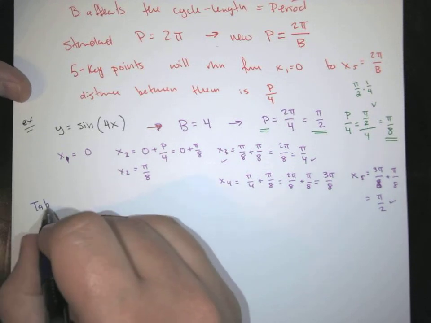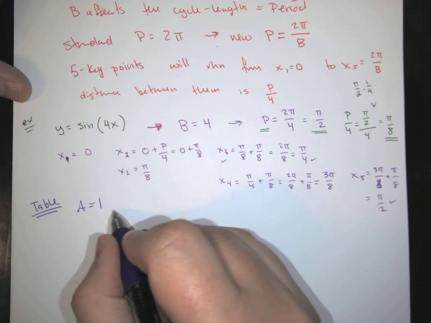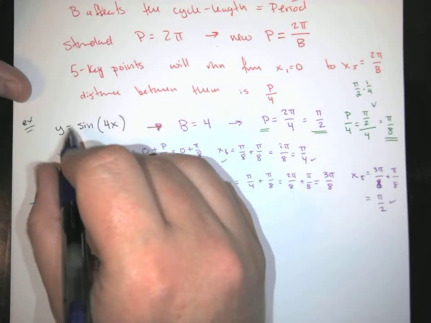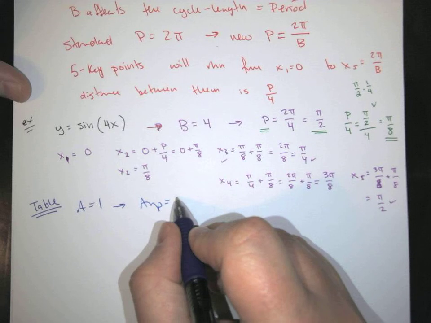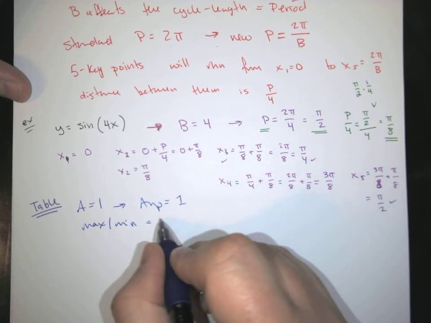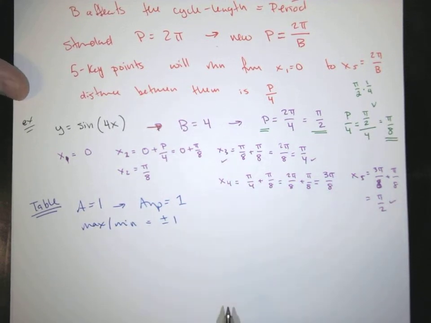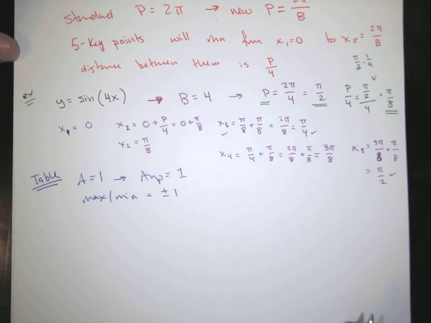If we start to make our table, a couple things here. My a value is just 1, I didn't put any other value in front of the graph. So my amplitude is just positive 1. So my max and min are just positive and negative 1, and it's going to happen in the usual order: the middle and then the max, the middle and then the minimum, and then back to the middle. So let's put all this stuff together.